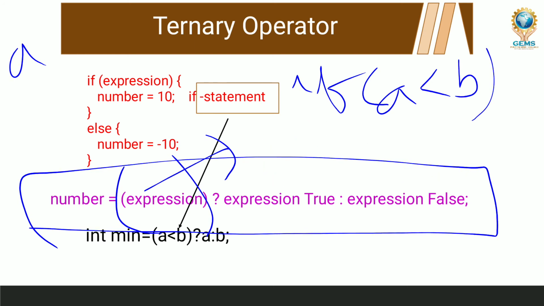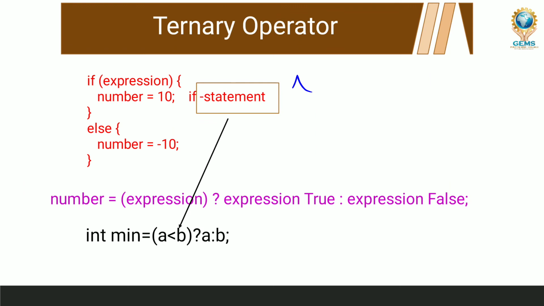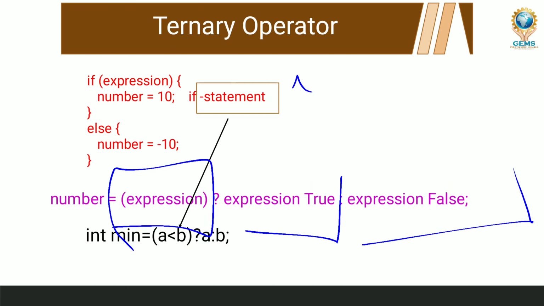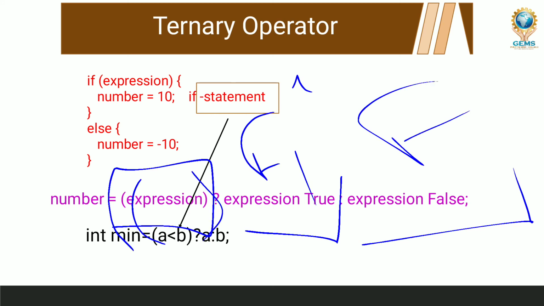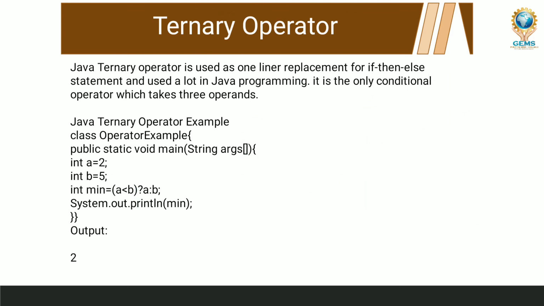Okay, look here. This is the expression with expression true, expression false. When the condition is false, the second expression will execute. When the condition is true, the first expression will execute. The condition will be here: a less than b. If a less than b is true, a will be executed. If it is wrong, b will execute.